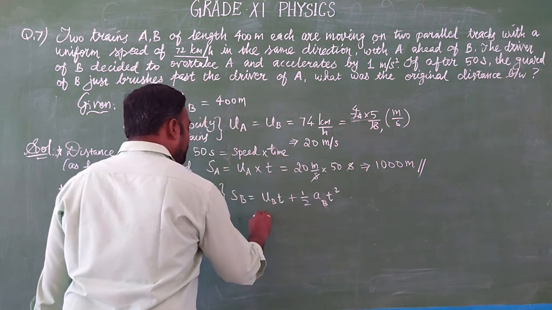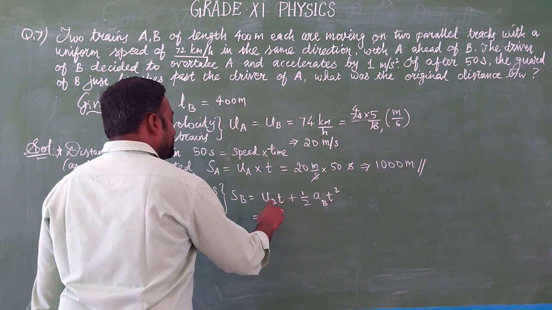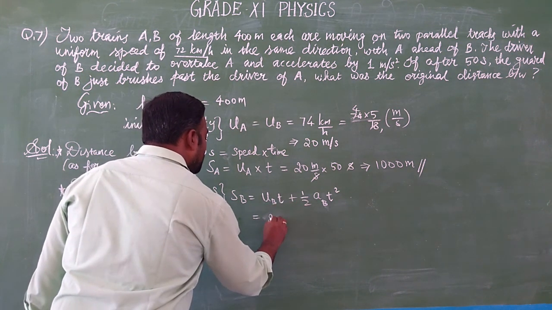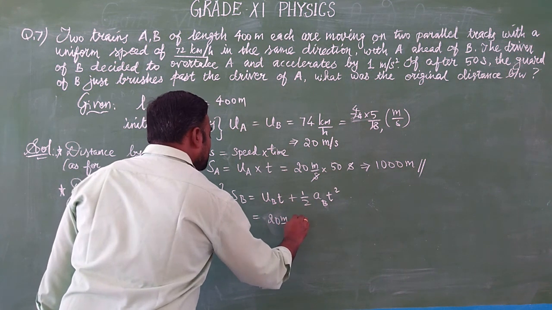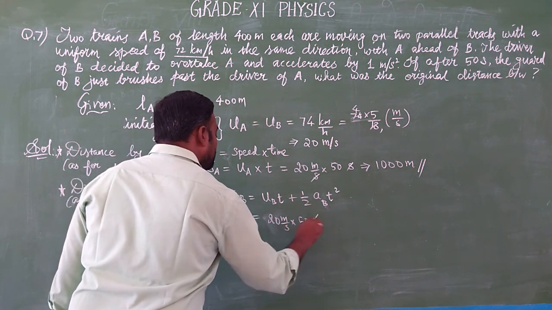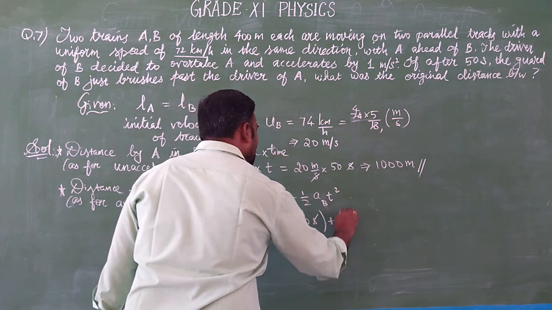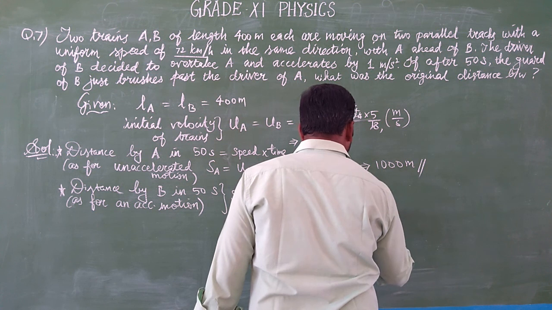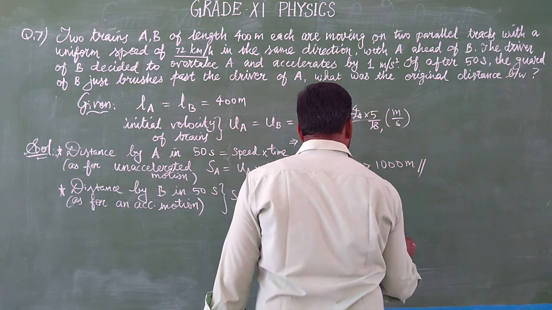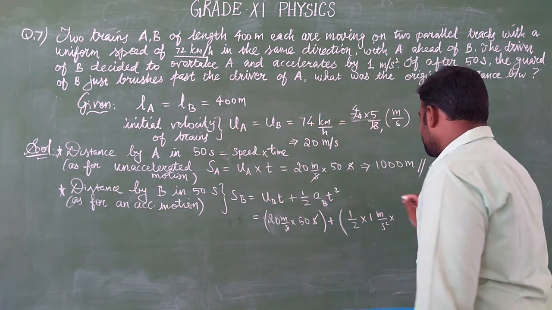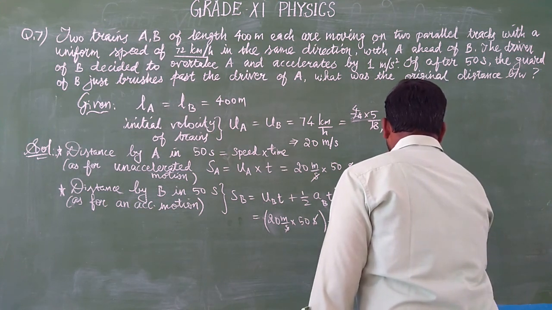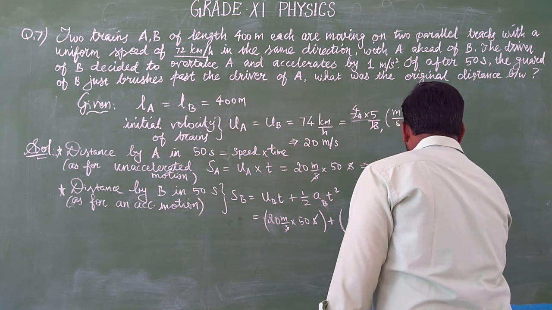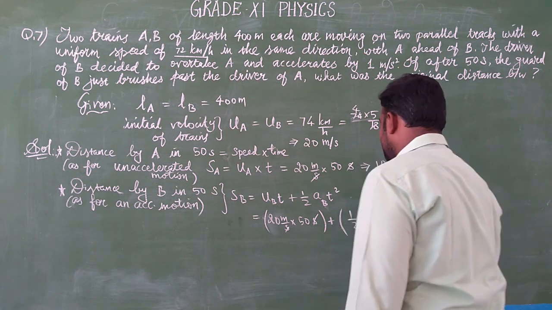So substitute the values. For ut, what is the initial velocity? It is 20 meter per second into 50 seconds. So seconds cancel, plus half into a. What is the acceleration? It's 1 meter per second square, into time 50 square. So 50 into 50. What is the unit? Second square. So here also it's cancelled.